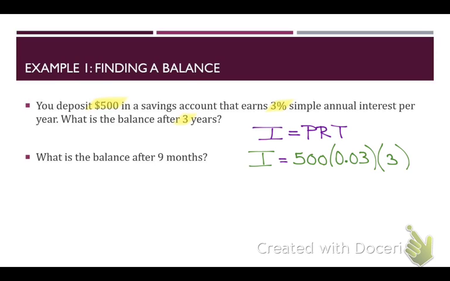All right, what do I get when I multiply these values together? I get 45. But that is not the answer to my question. It said, what is the balance after 3 years? My $500 is still there. It just grew by $45, so I add them together to get my final balance. $545.